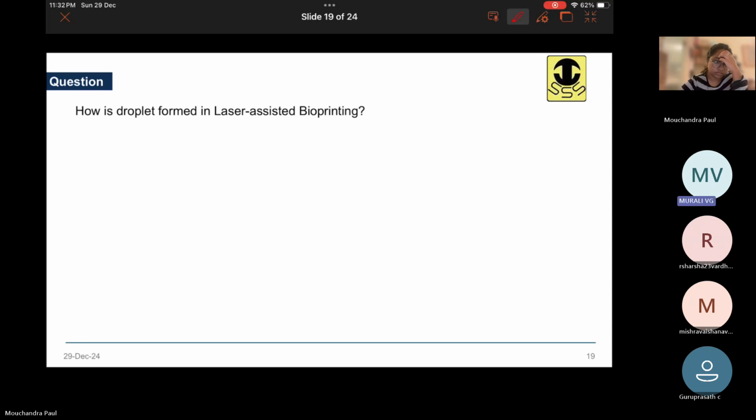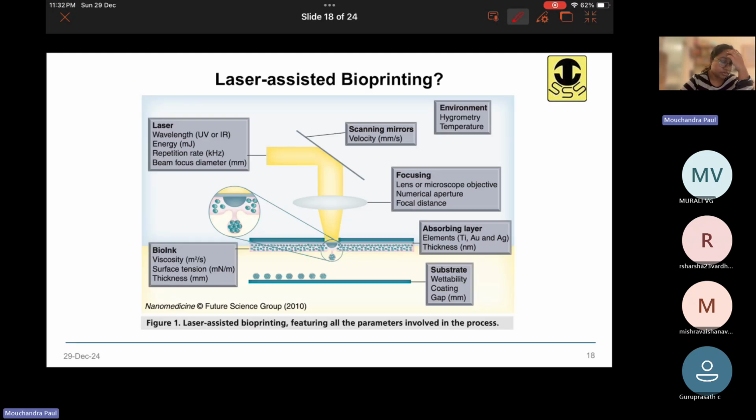Ma'am, I think in a given interval, the laser will be focused on the bio ink, and by that, the bio ink will form droplets. But how? How is the laser going to cause the droplet to form? What's happening in between the laser and the bio ink?